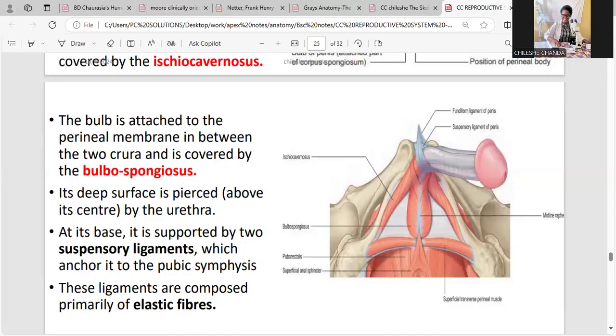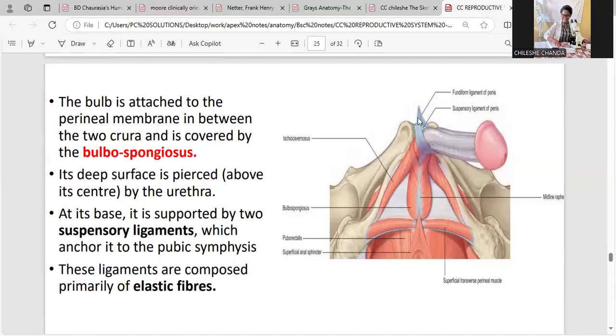At its base, it is supported by two suspensory ligaments, which anchor it firmly to the pubic symphysis. We have these suspensory ligaments here. For orientation's sake, this is a male person who is lying down with their legs open. So these are the pubic bones over here, a pubic bone and a pubic bone, and in the middle here, we have the pubic symphysis.